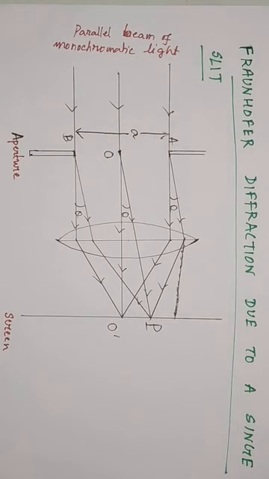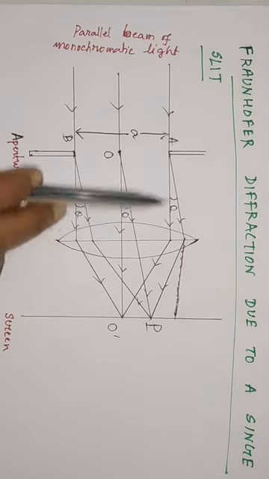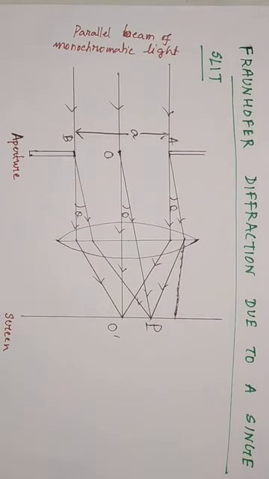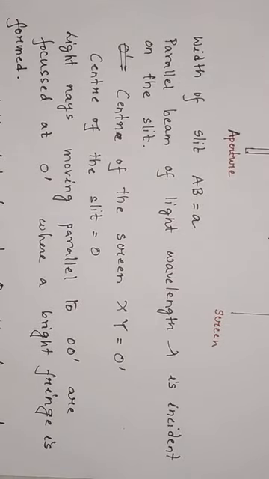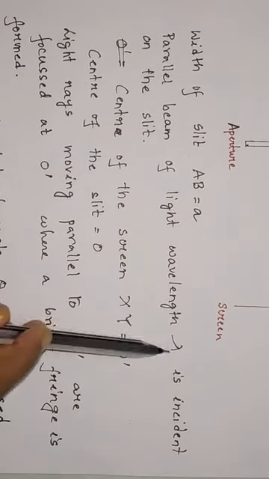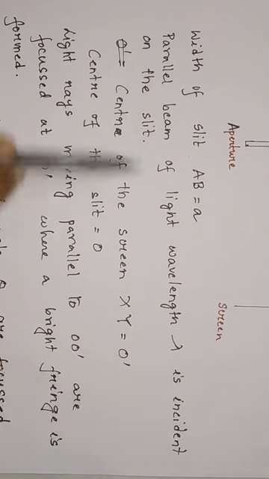A parallel beam of monochromatic light of wavelength lambda is incident on it, and the light passes through. After passing through the aperture, as the wavelength of the light is comparable with the dimension of the aperture, it will suffer diffraction. So the width of the slit AB is a, and the parallel beam of light of wavelength lambda is incident on the slit.